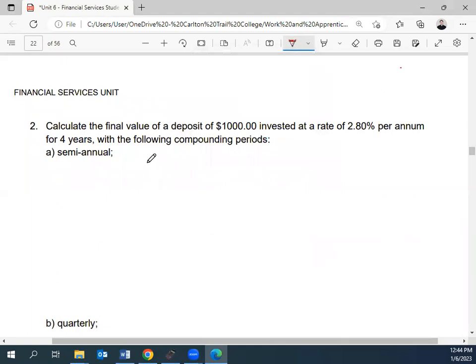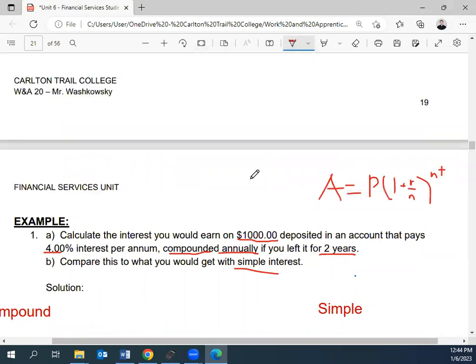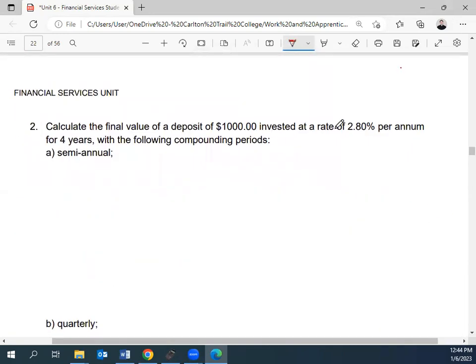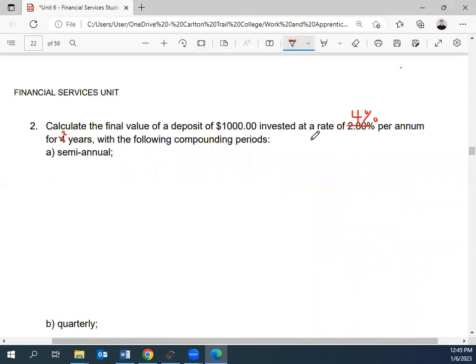So for question 2 here, it's not the same question. I want you to change this to 4%, and I want this to still be over a period of 2 years. So this is the exact same figures as what we have up here. Sorry, I meant to change that, I didn't. So cross out 2.8, put 4%, cross out 4 years, put 2 years.